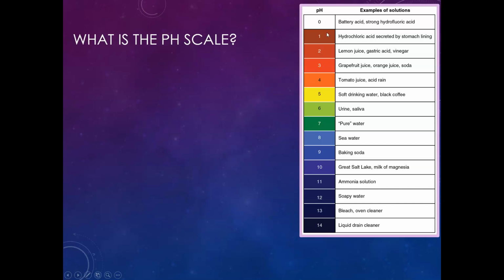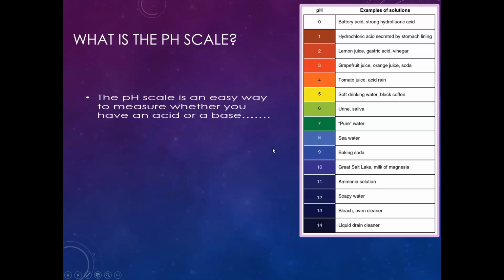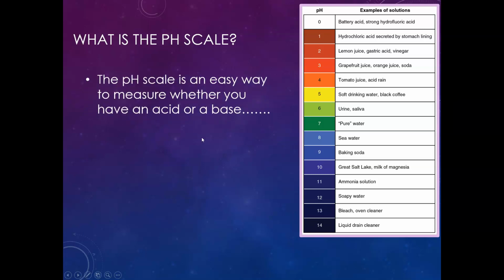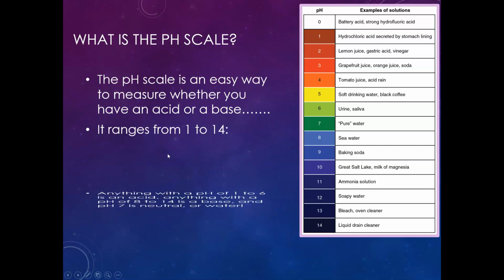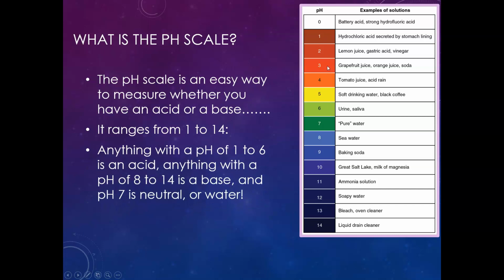So the pH scale goes from 0 to 14. 7 is what we call our pure water. So basically this is an easy way to determine whether we are dealing with an acid or whether we are dealing with a base. So anything with a pH of about 1 to 6, we could include 0 here as well, but anything less than 7, we are looking at an acid. Anything greater than 7, we are looking at a base. 7 is neutral, that's Switzerland.